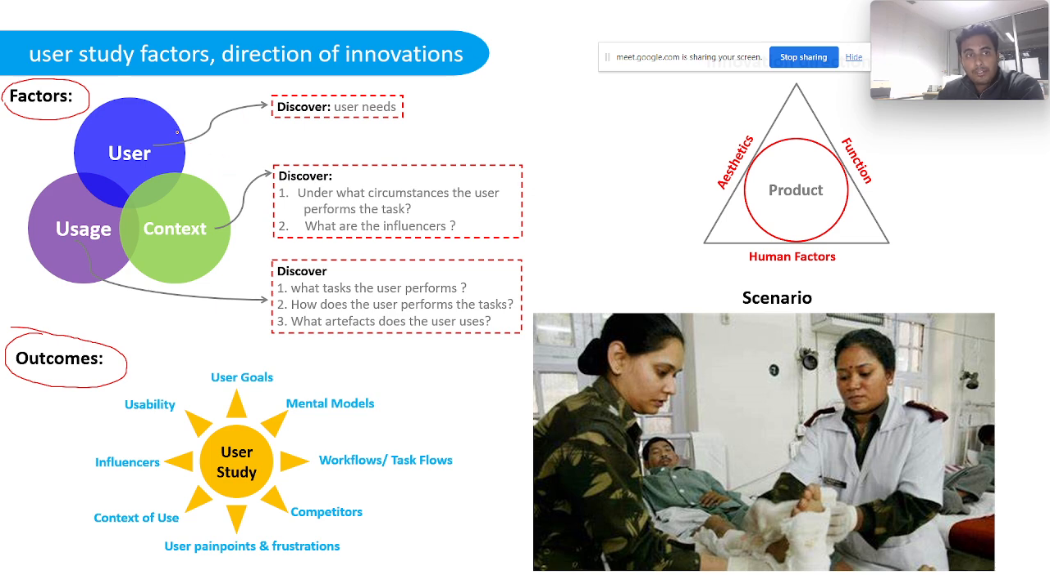So they are user. Basically, how the user is related; we try to discover user needs. In a contextual inquiry, that's the prime goal, but these are secondary factors. The very first thing that we do in a user study is contextual inquiry. Basically we try to discover the circumstances in which the user is performing a particular task. We try to understand what influences this particular task to happen in that particular way.